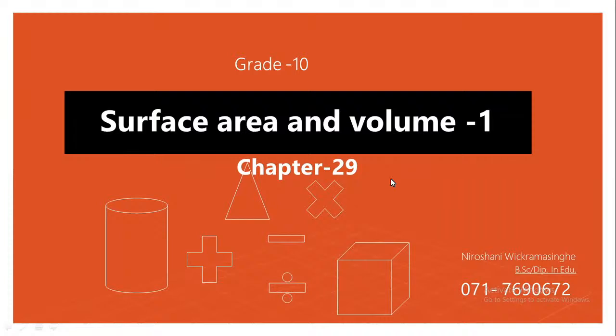Our session is about surface area and volume, chapter 29. In this session, I am going to discuss only the basic concept of finding surface areas of cylinders and prisms. But I am not going to talk about the volume. I am going to talk about the volume in the next session.